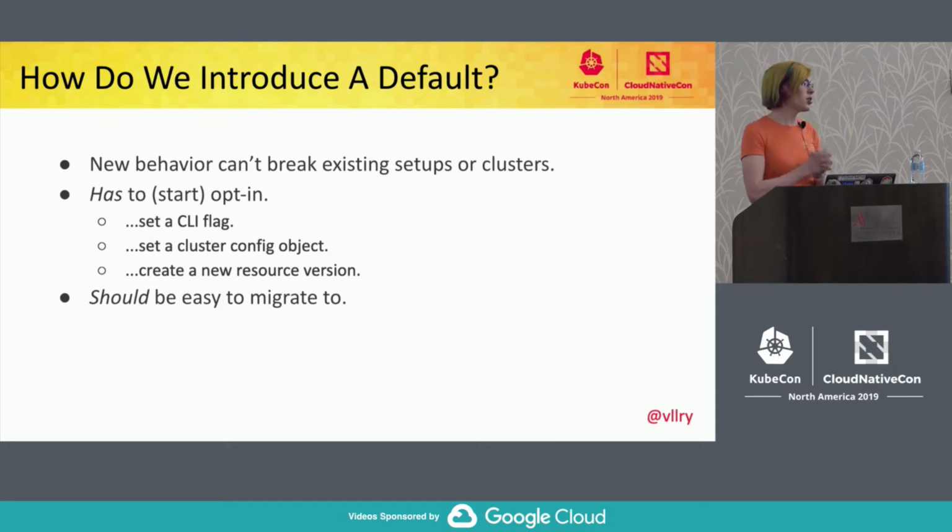Now the question is, how do we introduce a new default without just saying, hey, 1.18, everything's going to break? It needs to start opt-in in some way. There are lots of ways we can introduce behavior, like new CLI flags or some kind of cluster config or new resource versions. And we actually have a very well-outlined document for Kubernetes. I forget the name. If you Google Kubernetes deprecation policy, you'll find it, around what kind of breaking changes we can make, what we can't, and how long we have to give people notice for different things like admin CLIs versus user CLIs versus APIs and all those things.